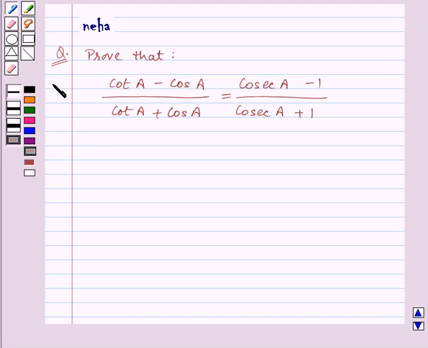Let us discuss the following question, which says, prove that (cot A minus cos A) upon (cot A plus cos A) is equal to (cosecant A minus 1) upon (cosecant A plus 1). Before moving on to the solution, let's see the key idea that we will be using for this question.